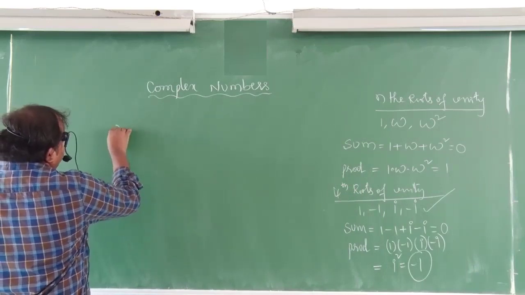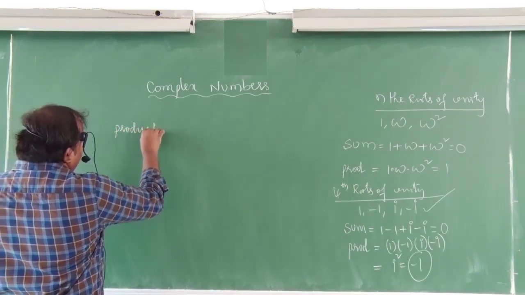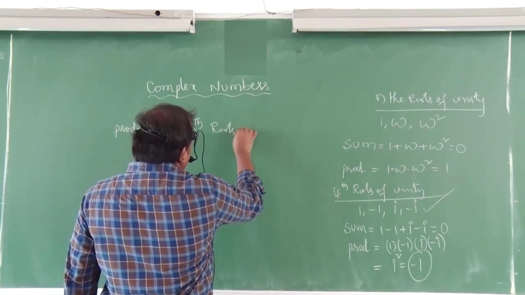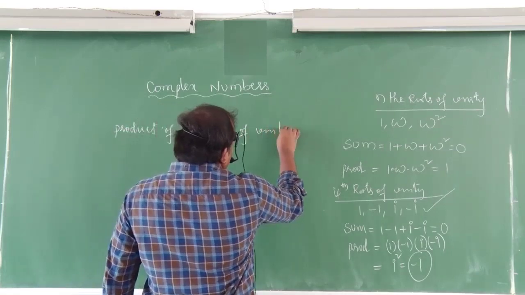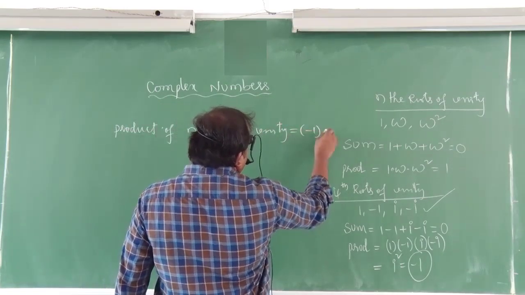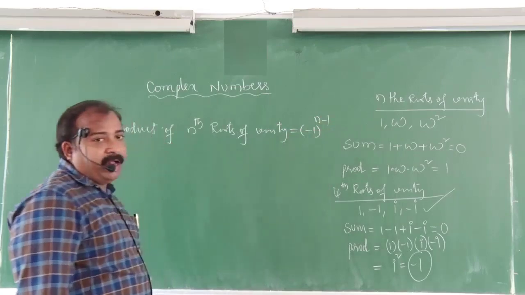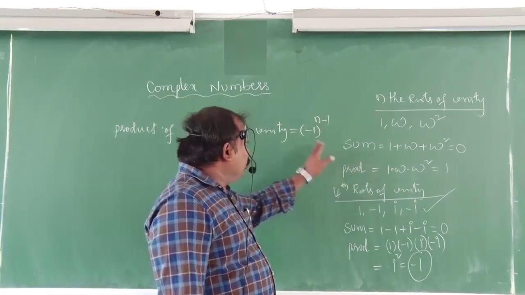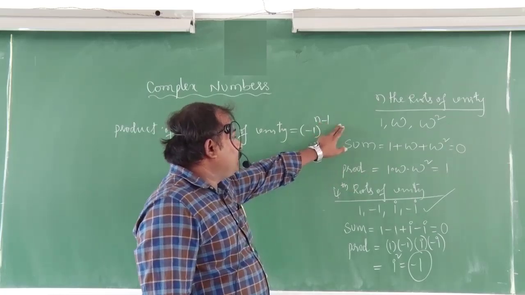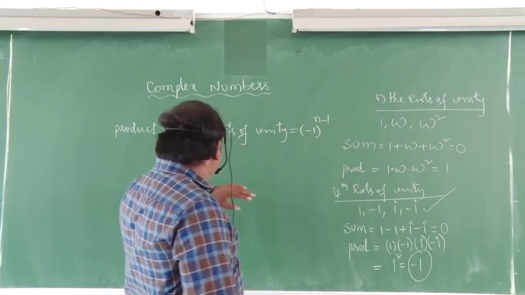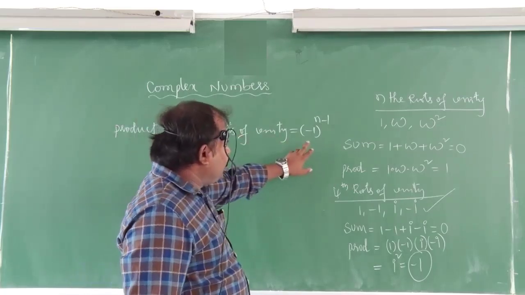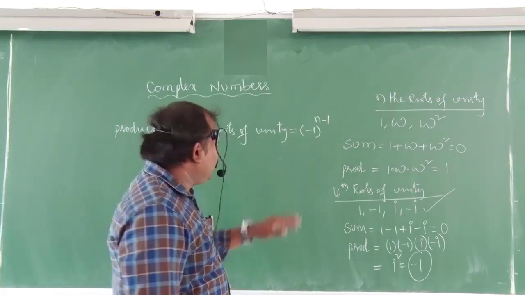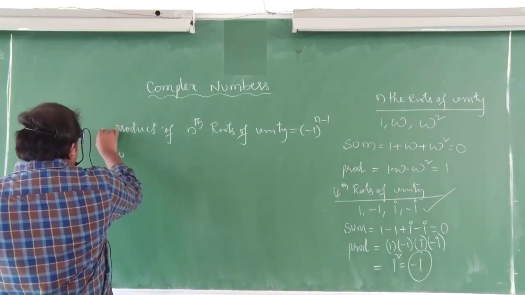The product of the nth roots of unity is equal to (minus 1) whole power n minus 1. Remember that value. So what is the product of the cube roots of unity? (Minus 1) whole power 3 minus 1. You will get the value 1. What is the product of the fourth roots of unity? (Minus 1) whole power 4 minus 1, which is (minus 1) whole cube, minus 1. You will get it.